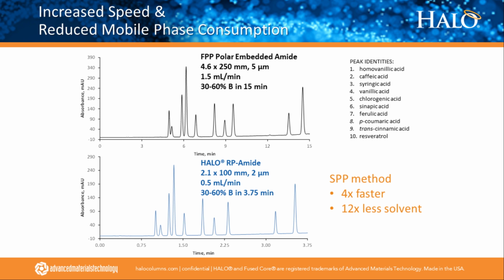And we've scaled the gradient to be 3.75 minutes. So our SPP method is 4 times faster, and it's using 12 times less solvent. And you can see we're getting even better resolution between the first 2 components, the homovanillic acid and the caffeic acid.